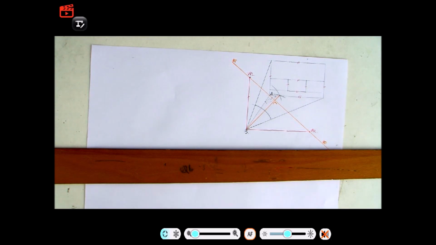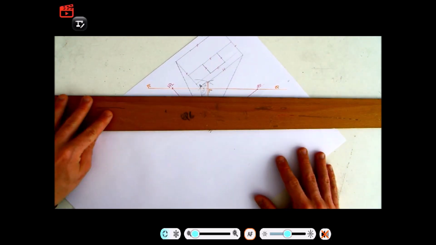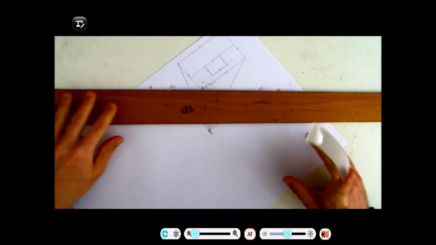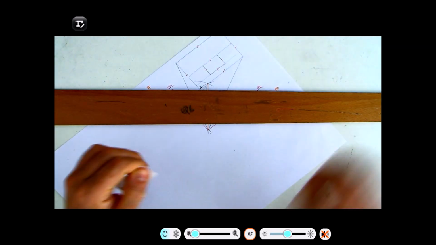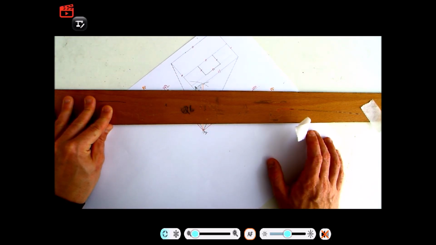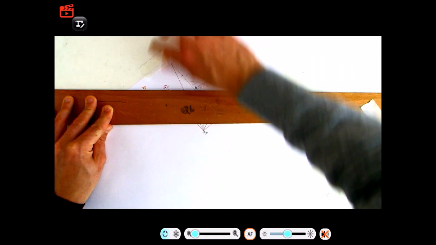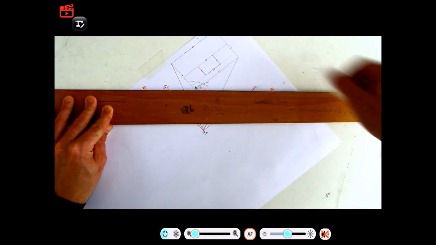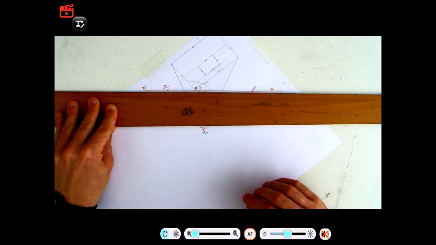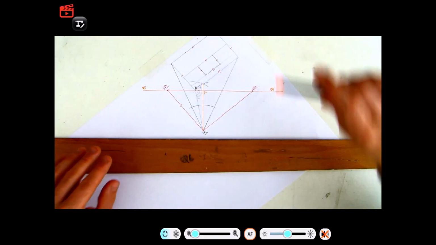I'm going to spin it around so that I can get my picture plane in a horizontal position. And then I can retape it down. Okay, so my picture plane is in a horizontal position. The next thing that I'm going to draw is my horizon line and my ground line.